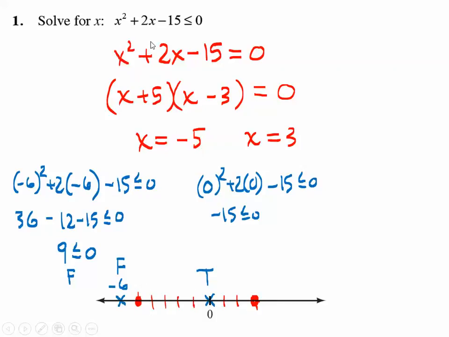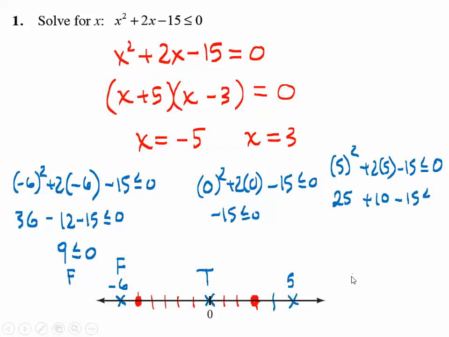That is, this graph is below 0 during this time. If it has to go above 0, I know it has to hit a 0. So then let's pick a test point bigger than 3. You can pick 4 if you like, you pick 5, you could pick 10, it doesn't matter. Plug a 5 into that original equation, makes 25 plus 10 minus 15. Gets you 20 is less than or equal to 0. I don't think so. That is also false.